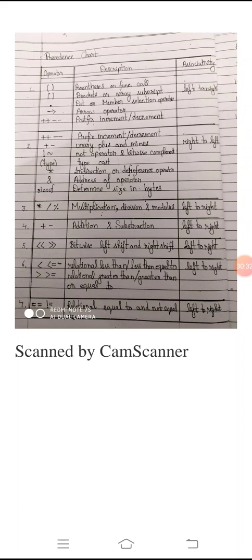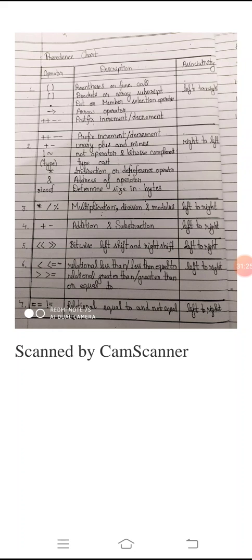We have parenthesis operators, brackets operator, dot operator, arrow operator, postfix increment, prefix increment, decrement, unary plus minus, not operator and bitwise complement. These operators we need to understand very well. We'll understand these operators later on, one by one, what is the functionality of this bitwise operator, how this bitwise operator will work, how this not operator will work.